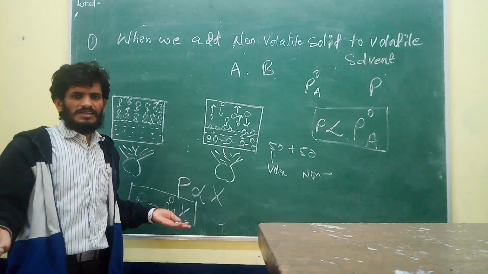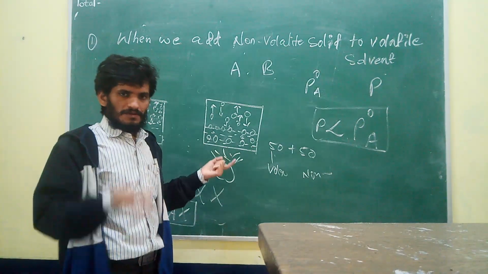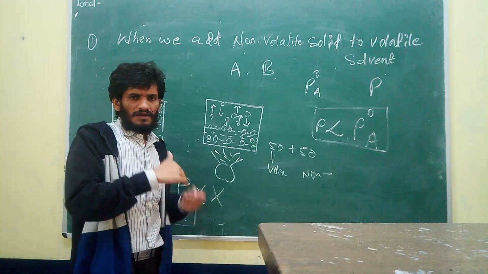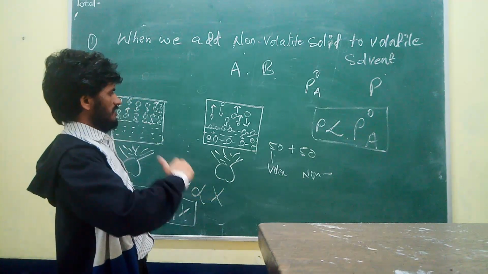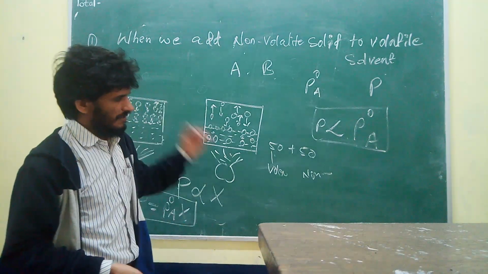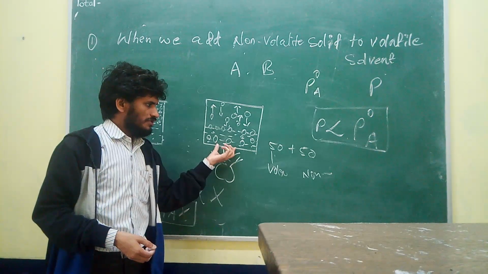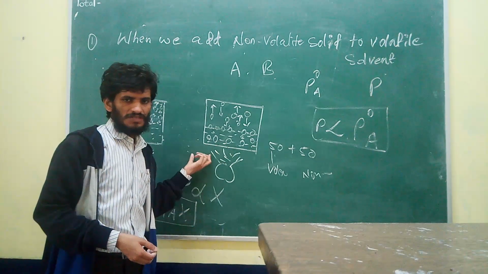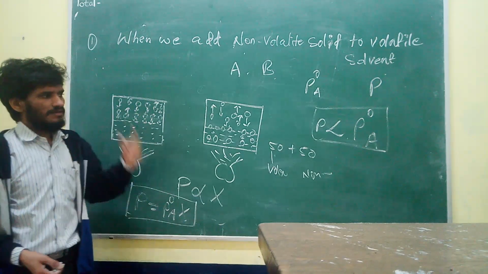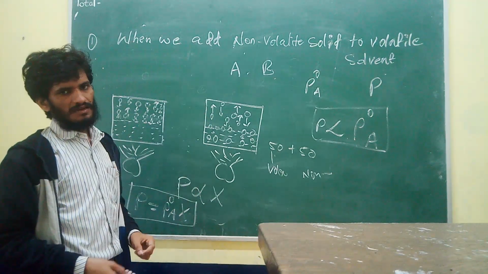When we add a non-volatile component, whether it is a solid or a liquid, half of the volatile particles on the surface are displaced by the non-volatile ones. Obviously, the particles which are going to escape from the surface become fewer. That means vapor pressure becomes less and less. So the question may ask, for a solution or for a pure solvent, which vapor pressure is high? For the pure solvent, vapor pressure is high. This is for volatile components with a solid or liquid non-volatile solute.